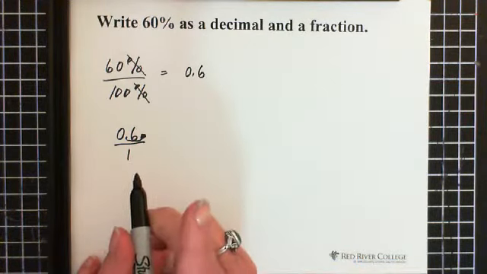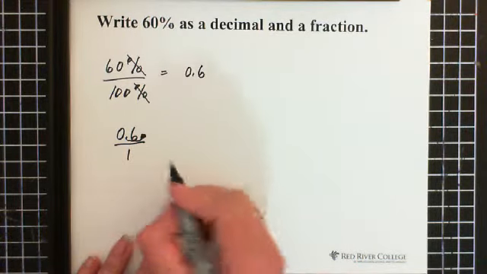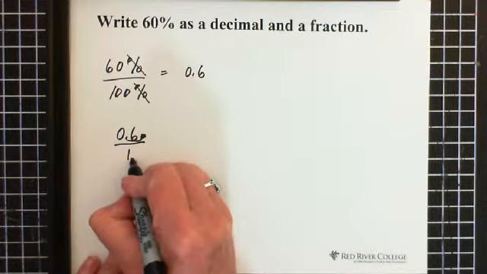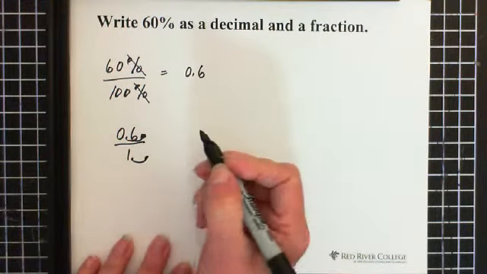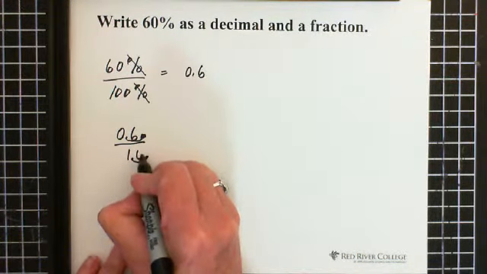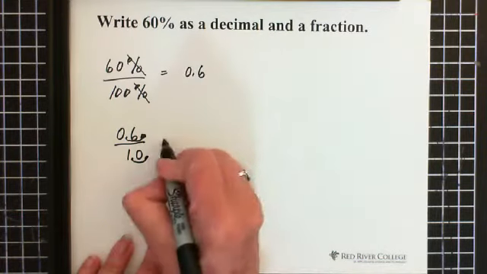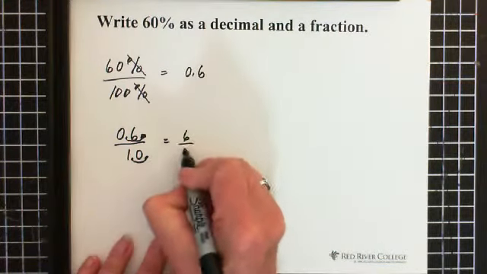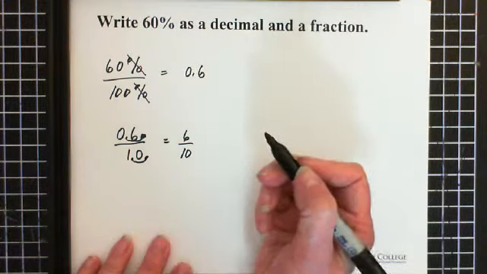So what we do on the top, we must do on the bottom. The decimal for the 1 is right here. So we move the decimal one place and put a 0 in there. So we end up with 6 over 10.